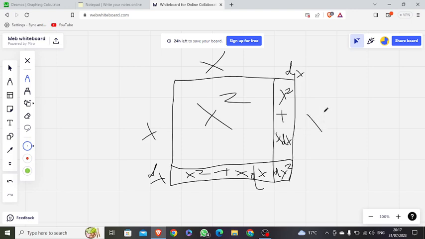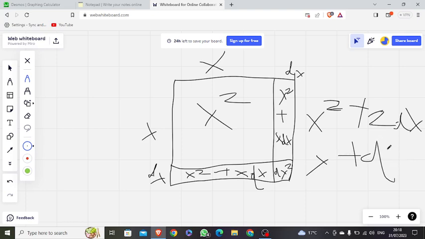Okay, so x squared plus two x dx plus dx squared. Now for those who know algebra decently, pretty well actually, you may know that you can factorize it, but for now you don't do that.